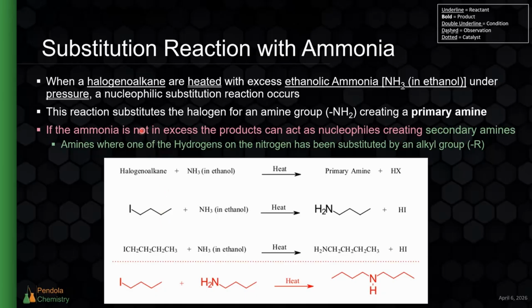That is it for section 2 of chapter 16 and the halogenoalkane substitution reactions. We'll see you in the next video to discuss the mechanism for these reactions.